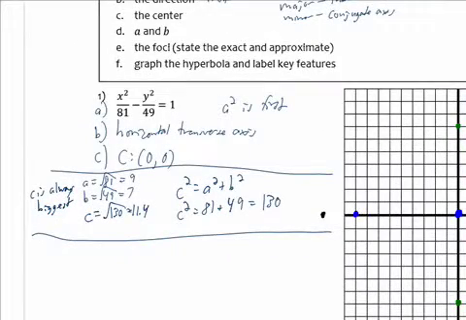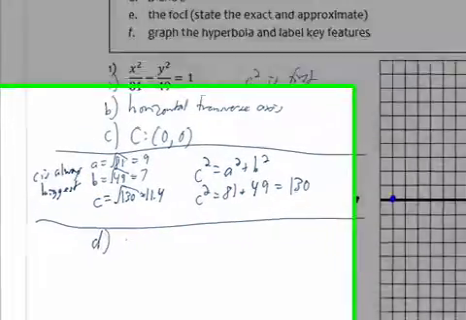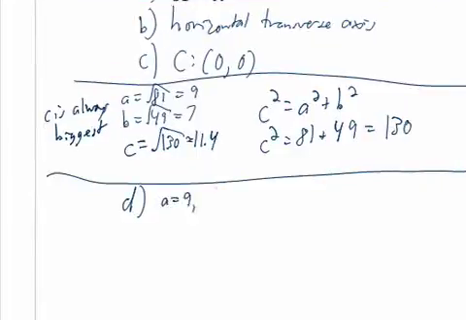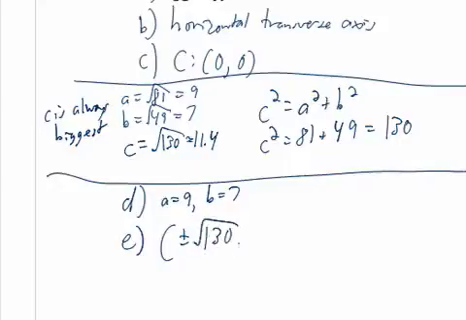Back to the parts. It's asking for a and b. Well, a is 9, b is 7. We've already done that. Then it's asking for the coordinates of the foci. Since they're along the x-axis, we're going to say plus or minus the square root of 130, comma 0, or to state the approximate, plus or minus 11.4, comma 0.